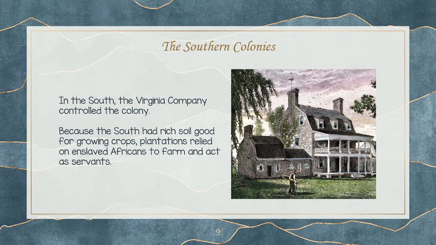A little info about the southern colonies. In the South, the Virginia Company controlled the colony. The South had rich soil, good for growing crops, and plantations relied on enslaved Africans to farm and act as servants.